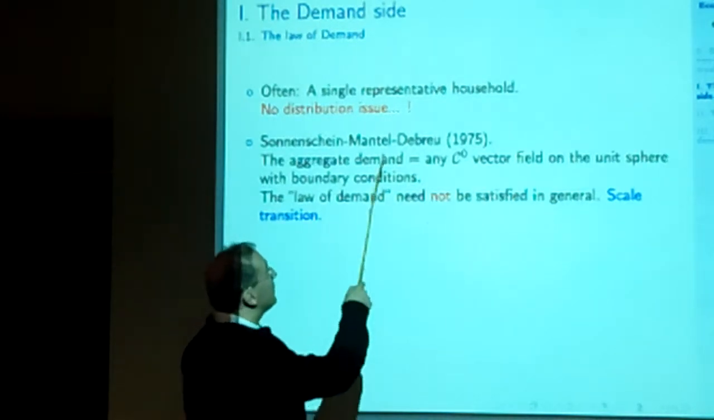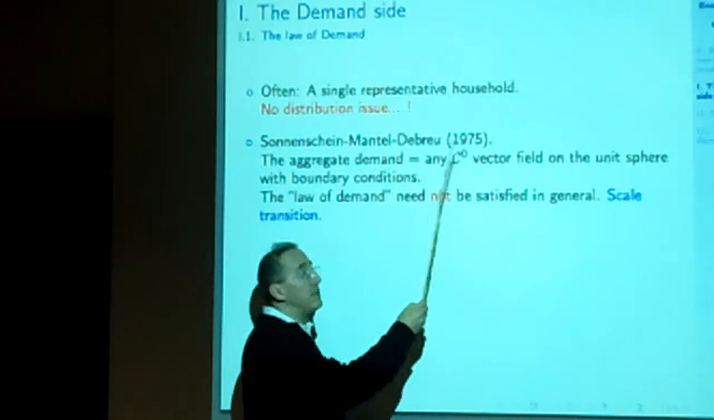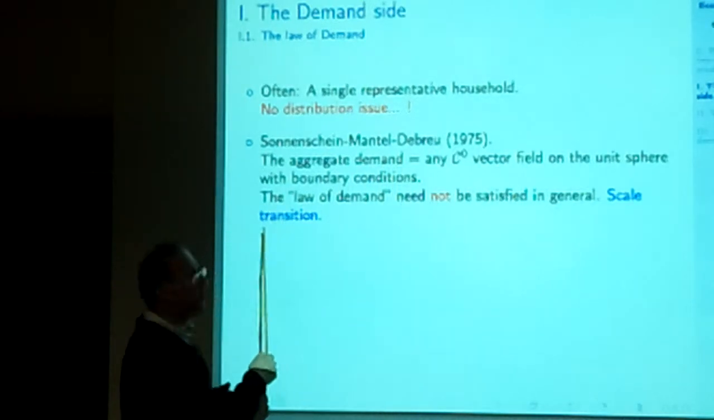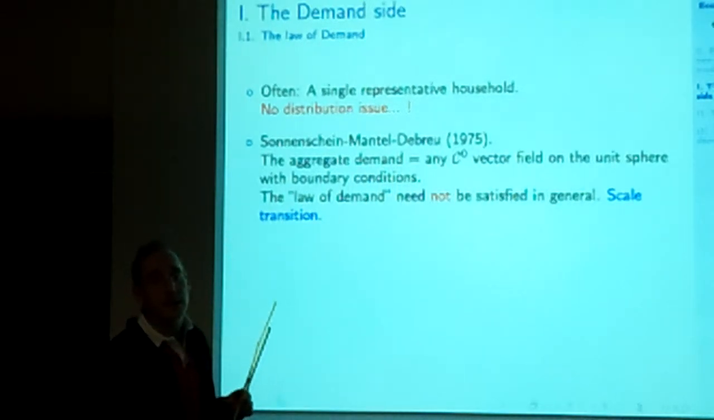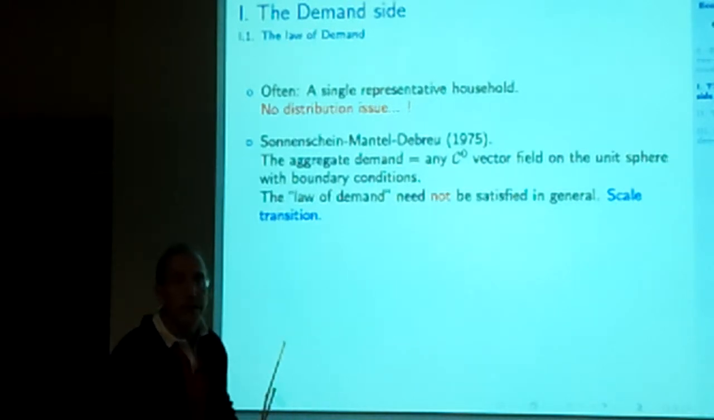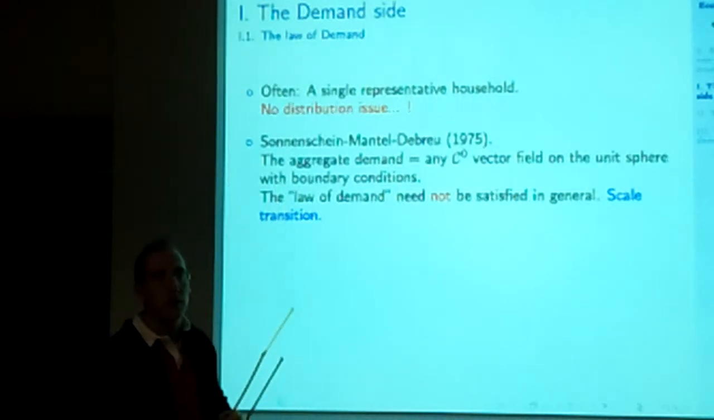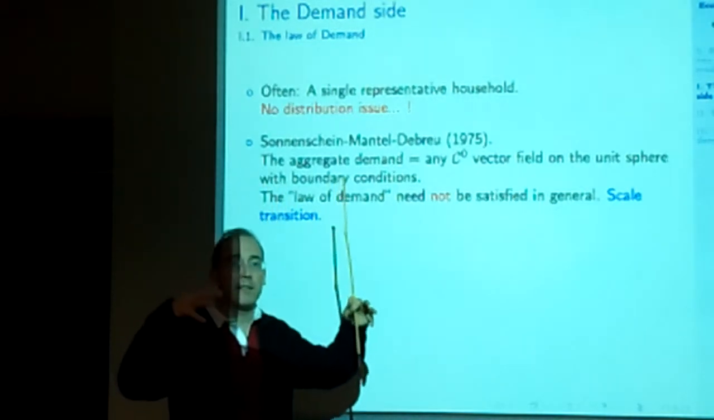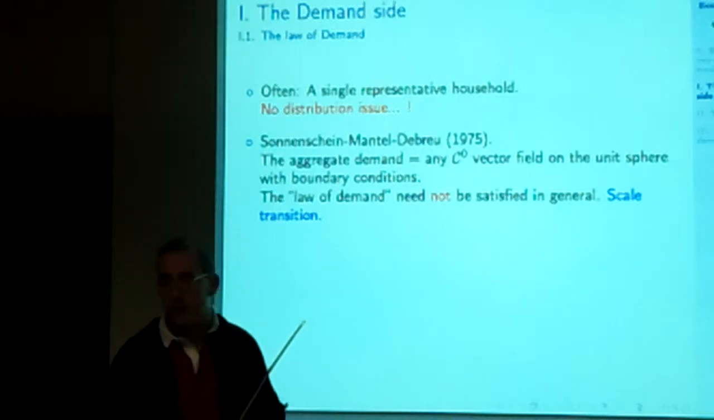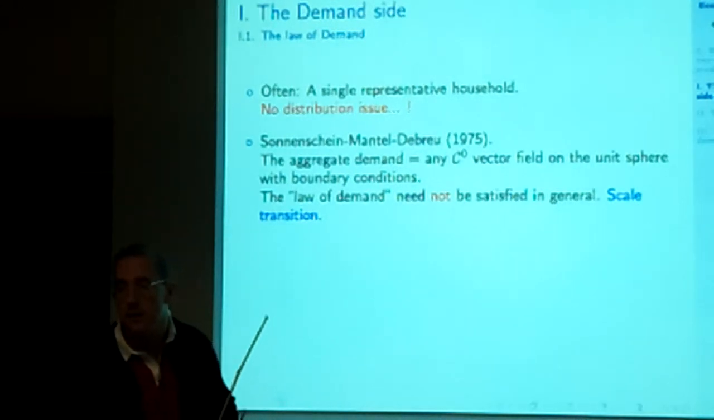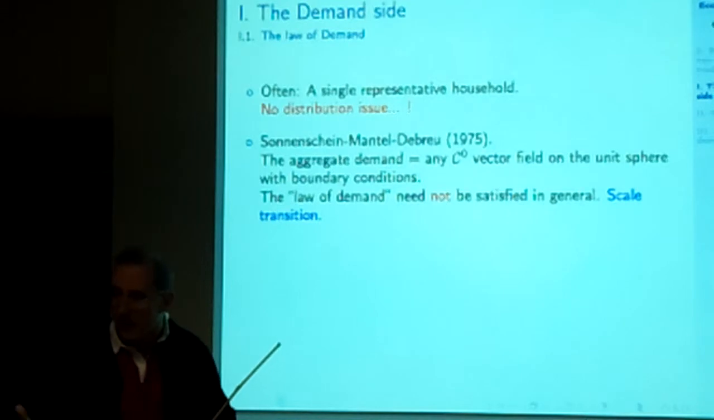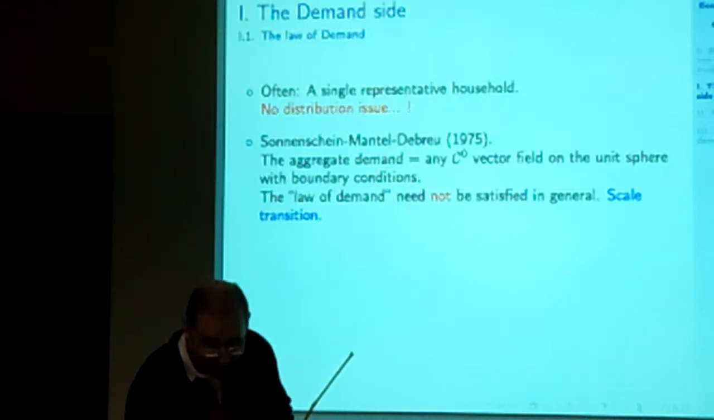This result, from the point of view of physicists, can be interpreted as a scale transition result, like in statistical physics. What happens at the microeconomic level need not imply anything meaningful for the macroeconomic level. You may have phenomena at the macroeconomic level that you never see at the microeconomic level. So it belongs to the realm of emergence? Yeah, emergence, exactly.